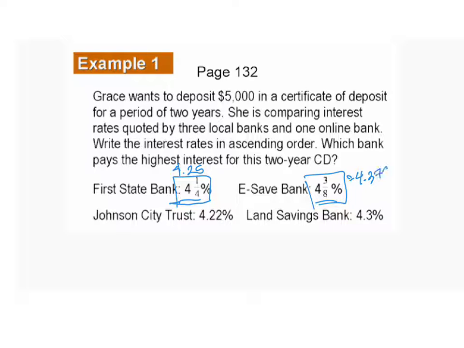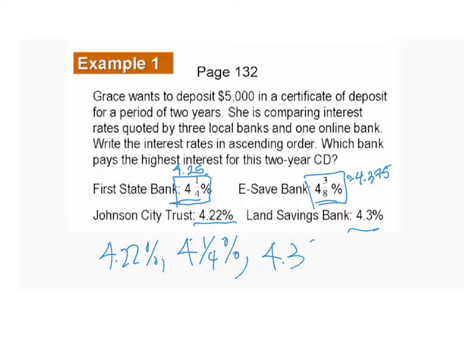So if you look at these, the lowest then would be this one right here, Johnson City Trust, 4.22%. And then the next one is going to be this one, 4.25, but we're going to write down 4 1/4%. And then this one, 4.3%. And finally this one, 4 3/8%. Please get that down in your notes. And when you're ready, press play again on your video.